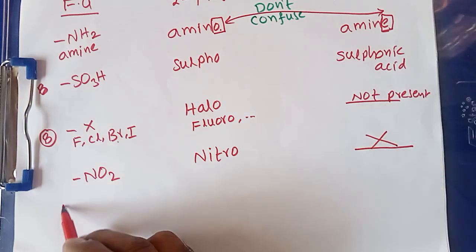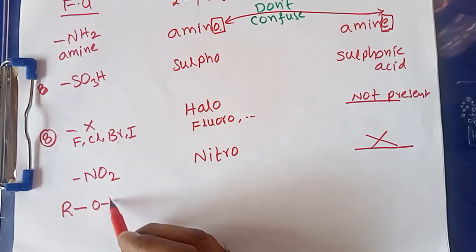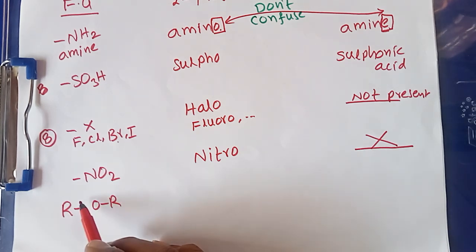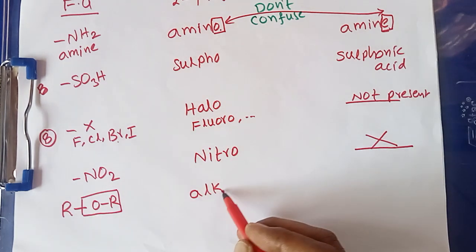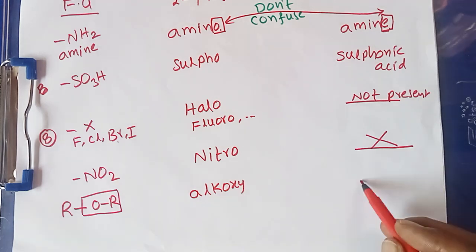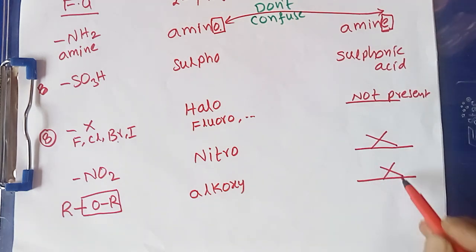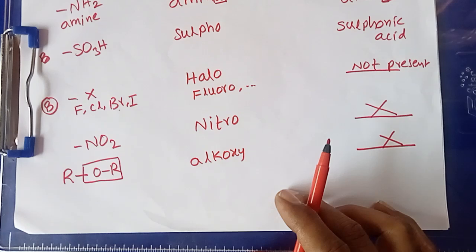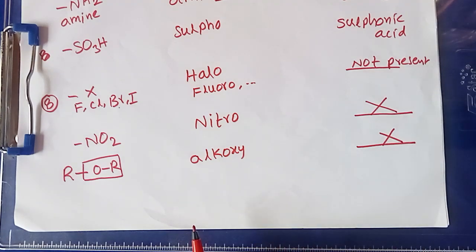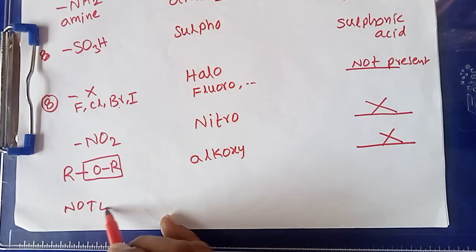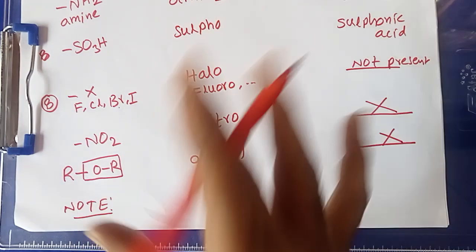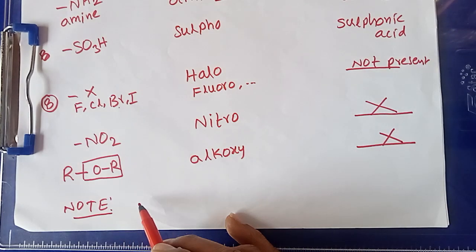Next, ether functional group also. Ether. This OR is also the ether functional group. The secondary prefix is alkoxy. For this functional group also there is no secondary suffix. Very important. Only the secondary prefix. Note, up to here okay. You see that note.